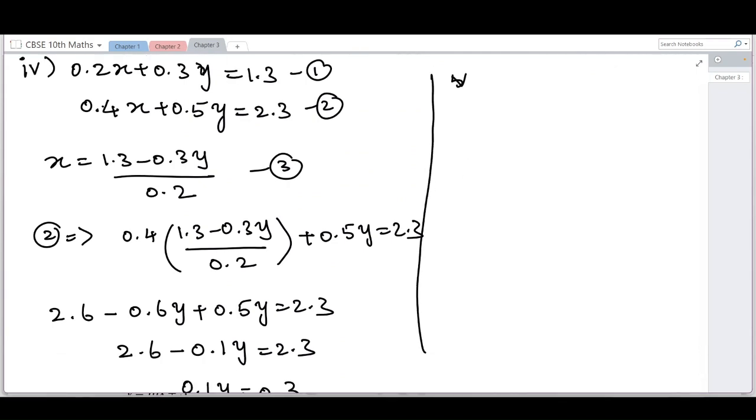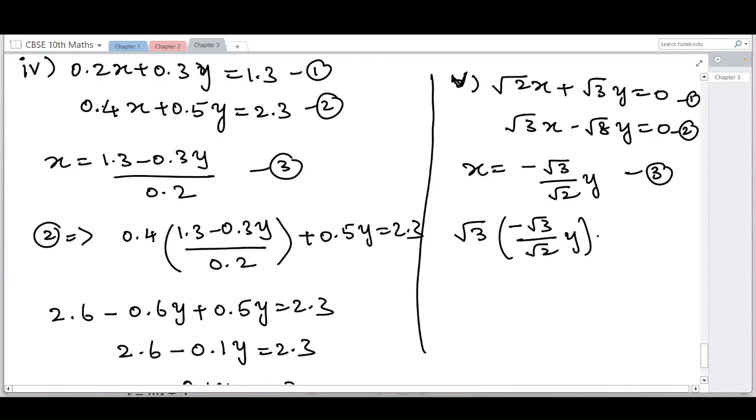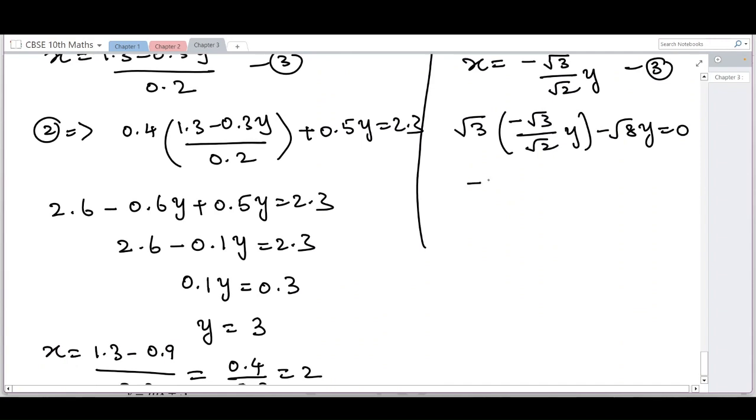Next, question number 5. Root 2x plus root 3y equal to 0. Root 3x minus root 8y equal to 0. So if you rewrite the first equation, you will get x equal to minus root 3 by root 2y. If you substitute the third equation in the second equation, you will get root 3 into minus root 3 by root 2y minus root 8y equal to 0. If you simplify this further, you will get minus 3 by root 2y minus root 8y equal to 0.